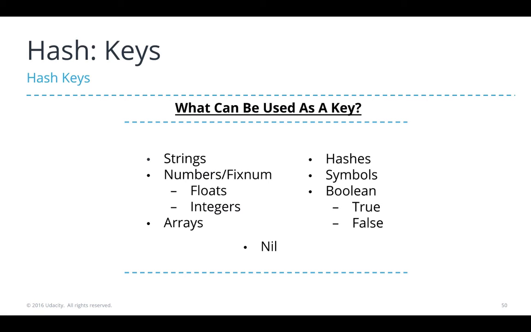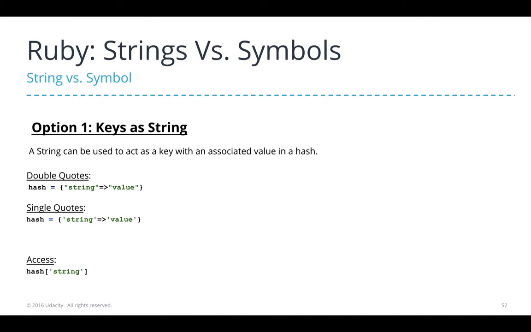So, what can be used as a key? Strings, numbers, floats, integers, arrays, hashes, symbols, Boolean values, true or false, or nil. Any of Ruby's data structures can be used as keys within hashes. What can be stored as a value? Once again, strings, floats, integers, arrays, hashes, symbols, true, false, nil. These can all be stored as values. Let's take a moment to examine using strings and symbols as keys. So a string can be used to act as a key with an associated value within a hash.